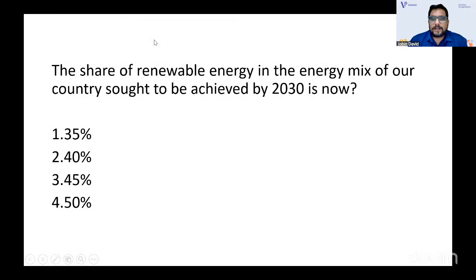The share of renewable energy in the energy mix of our country to be achieved by 2030 is now dash. So what is the share of renewable energy in the energy mix of our country that should be achieved by 2030? Now what is the share? Is it 35%, 40%, 45%, or 50%? It's just a current affair. In people development and environment, they can ask current affairs. The answer is 50%. Okay.